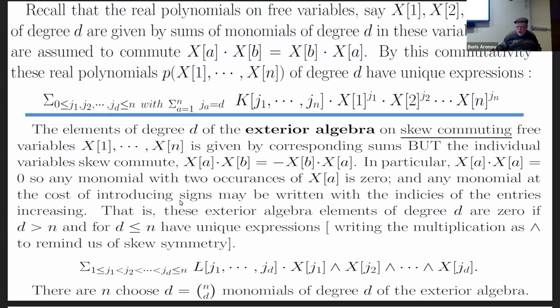Okay, so now I'm going to explain, first of all, what an exterior algebra is. To begin with, I'll make an analogy here with polynomial algebras, which people are more familiar with, no doubt. Real polynomials on free variables means you've got a bunch of variables, x1, x2, and so on, of some degree. Say they're all of degree 1 here. Then the degree d part is given by sums of monomials of degree d in the variables, right? That's how you form polynomial algebras, of course.